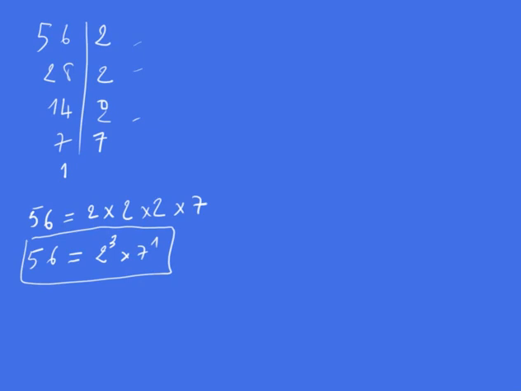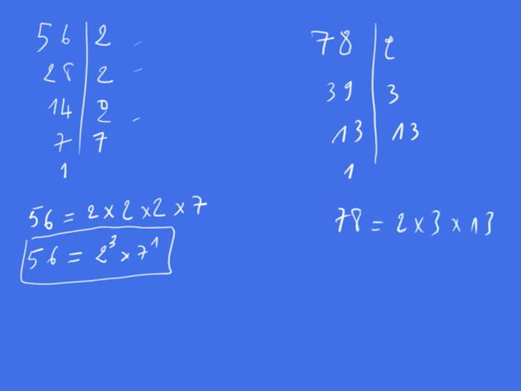78 is also an even number. We can start with 2. The quotient is 39. 39 now is an odd number, but we can divide by 3. The quotient is 13. 13 also is a prime number. So 78 equals 2 times 3 times 13, each one to the first power. So this is the prime factorization of this number.